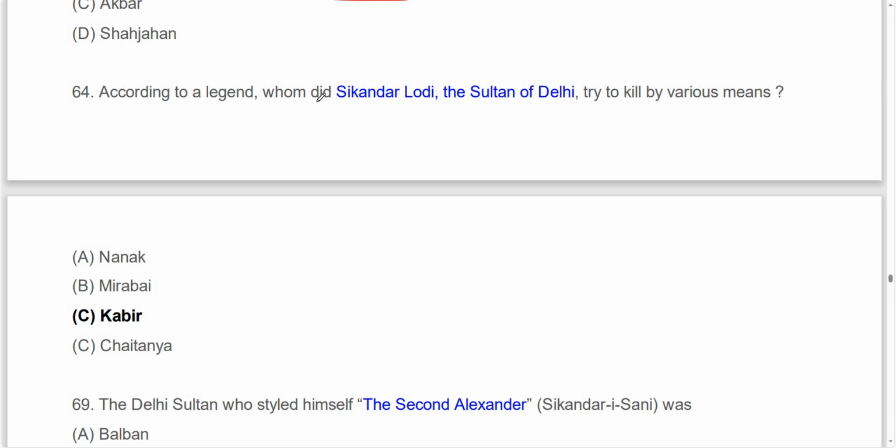According to a legend, whom did Sikandar Lodi, the Sultan of Delhi, try to kill by various means? According to legend, Sikandar Lodi tried to kill Kabir, Bhakta Kabir, by various means.